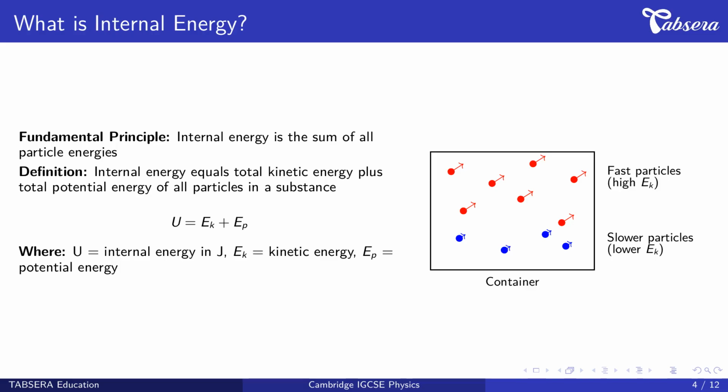The diagram illustrates particles in a container with different speeds. Notice how faster particles, shown in red, have higher kinetic energy, while slower particles, shown in blue, have lower kinetic energy. This principle is fundamental because it connects microscopic particle behavior to macroscopic thermal properties we can measure.